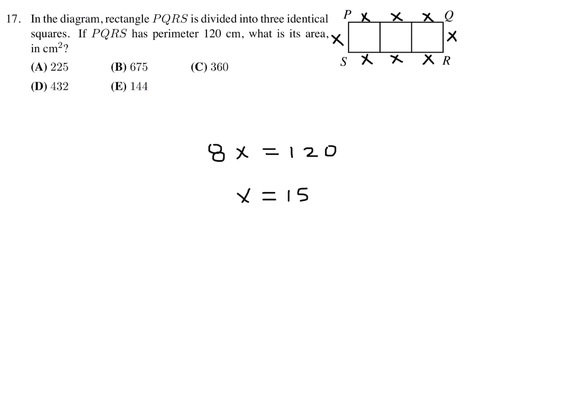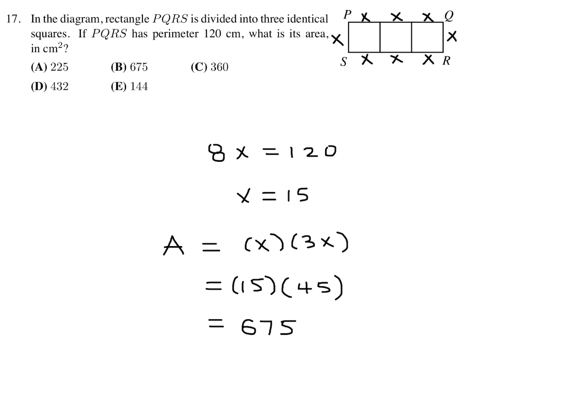And now they want an area. Well, the area will be length times width, x times 3x. Substituting 15 for x, we get 15 times 45. And that gives me an answer of 675. So number 17, the answer is B.